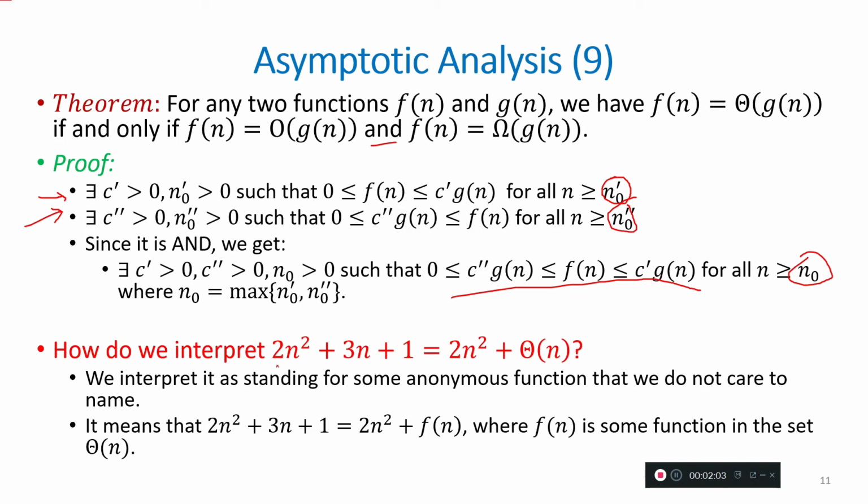Sometimes you may come across an expression as shown over here, where you have an asymptotic notation on the right-hand side. So what does it mean? This tells me that there exists some anonymous function that we do not care about, which in this case is equal to 3n plus 1, because as n grows sufficiently large, this anonymous function has no impact on the order of growth. That means, to formally express this, I would say that there exists some f of n, where this f of n is a function that belongs to the set theta n.